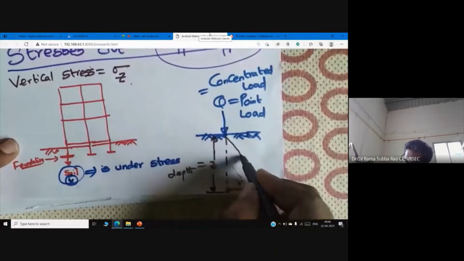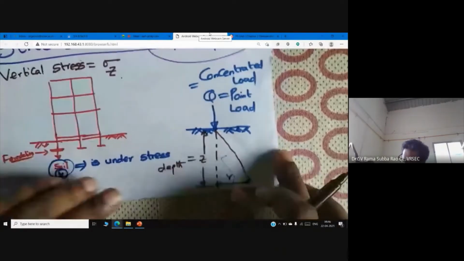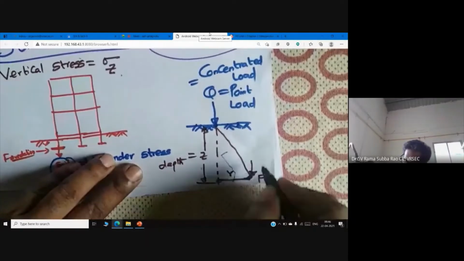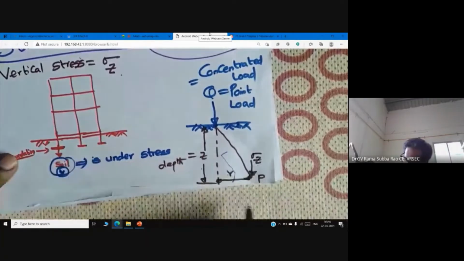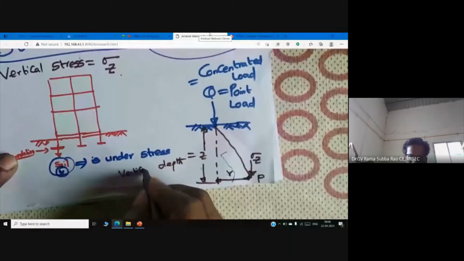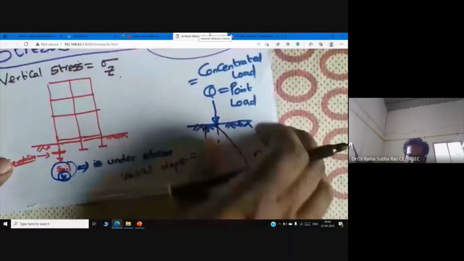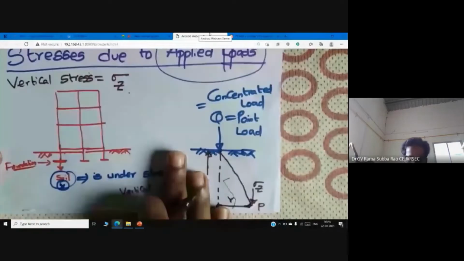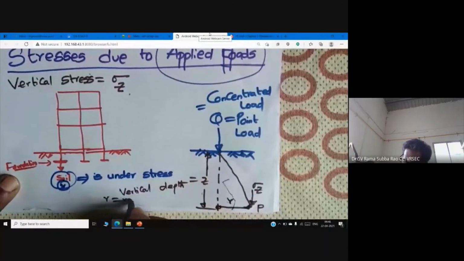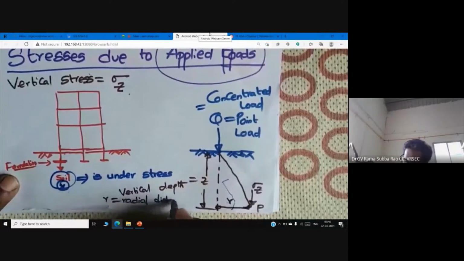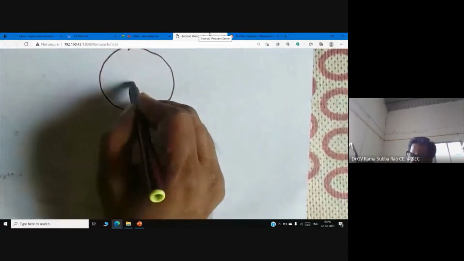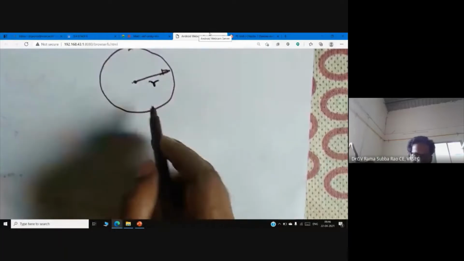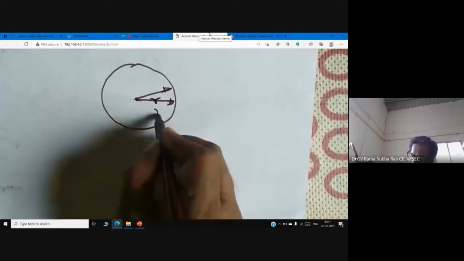Now my interest is to calculate the vertical stress at any point P, which is located at a depth of z and at a radial distance of r. Here z means vertical depth, where r is the radial distance. But when you see it in orthographic projection, the radial distance will appear as horizontal distance.